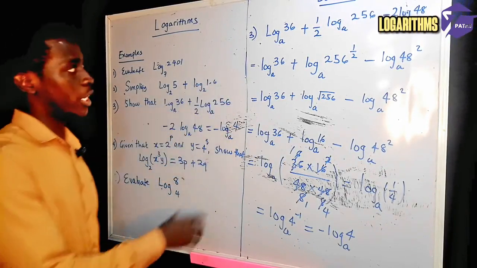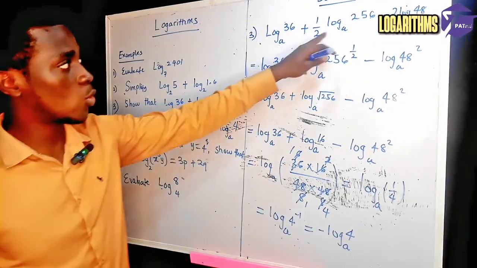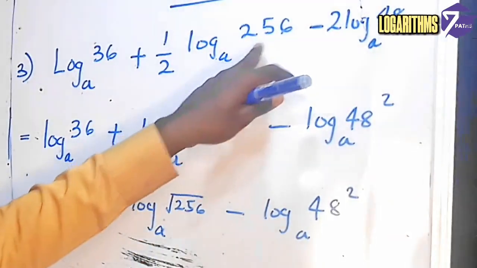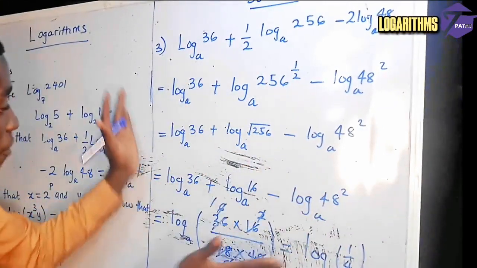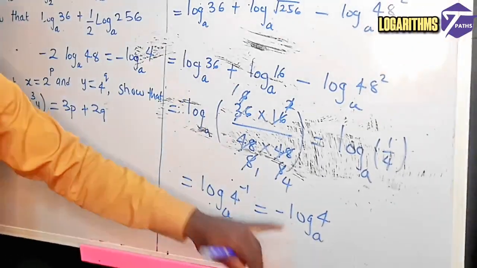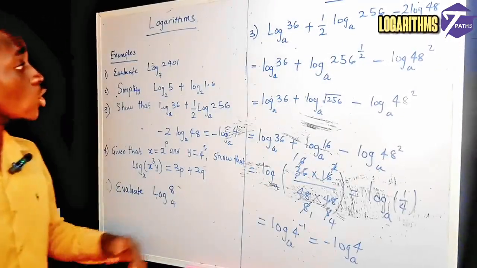So question 3: show that all this is equal to minus log 4 base a. So this is the question here. I have log 36 base a plus 1 over 2 log 256 base a minus 2 log 48 base a. So we want to show everything here to be equal to minus log 4 base a.